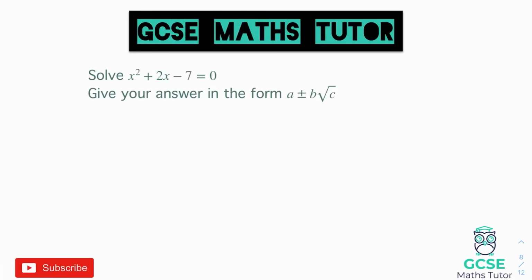Okay, so for this question here, it says solve x squared plus 2x minus 7 equals 0 and give your answer in the form a plus and minus b root c. Now, as you can see, it doesn't specifically say, obviously, it's non-calculator, but this is a non-calculator style of question. So we're going to be doing this without a calculator. Now, the little hint here is that it gives us the answer, it wants the answer in what we call surd form.